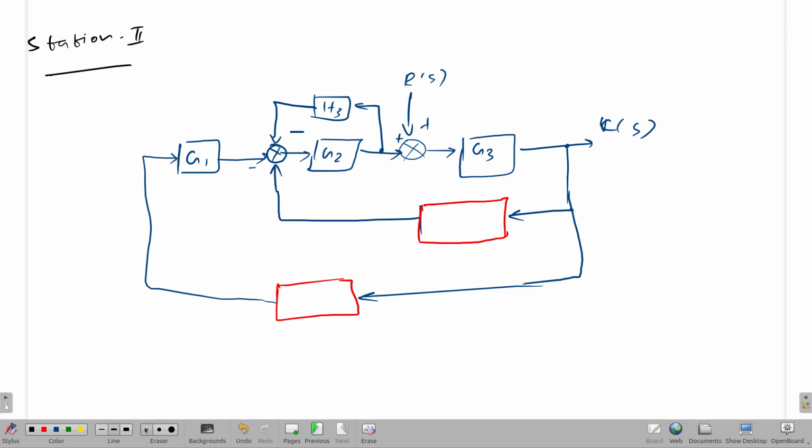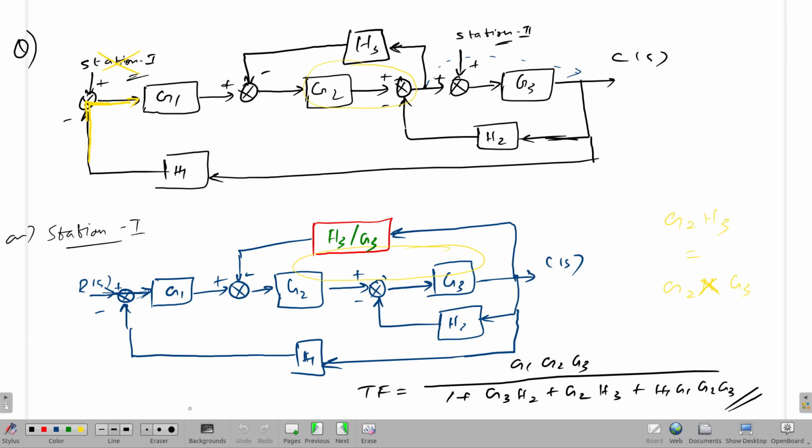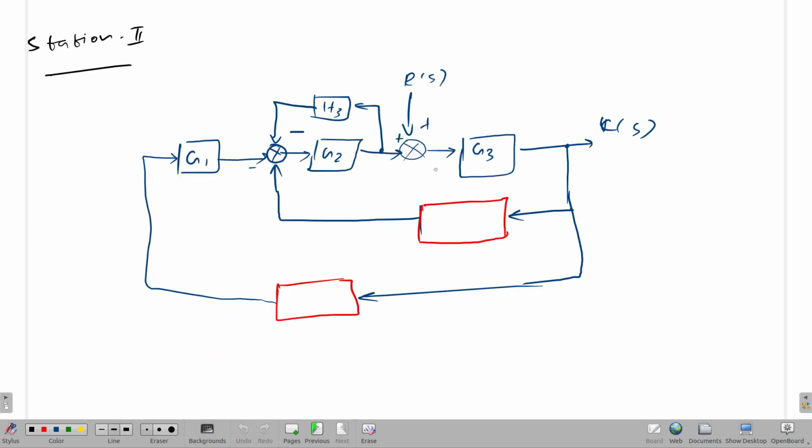Okay, so now what is the change? Here the loop was H2 G3. Now the loop is whatever is coming here into G2 into G3, that is G2 is additional and we have to compensate for G2. So what will we do? We will divide, so H2 by G2. This is similar to what we had done.